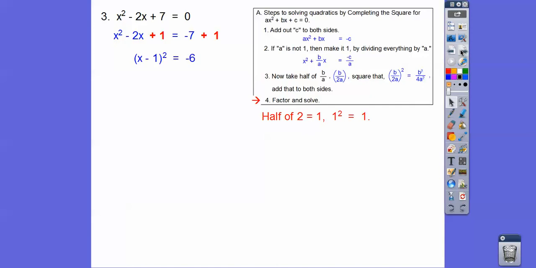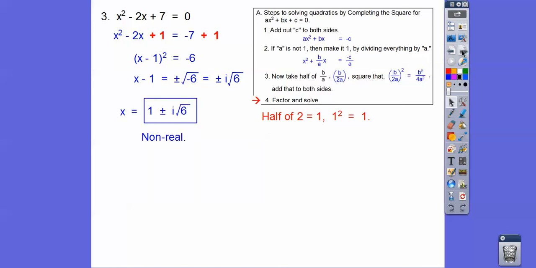So when we square root negative 6, we get an i. Okay, so the square root of negative 6 is i root 6. And 6 is 2 times 3, so nothing comes out. So plus 1, and we get 1 plus or minus i root 6. Okay, and the i tells us it's imaginary, it's not real.